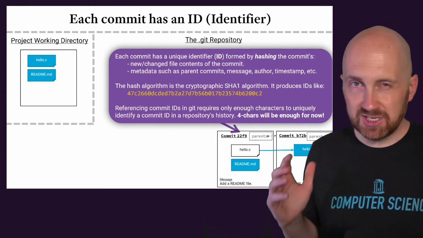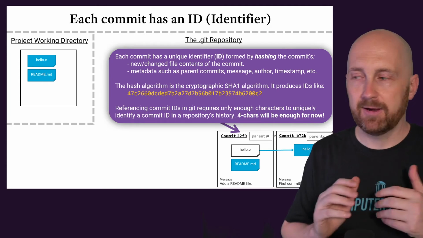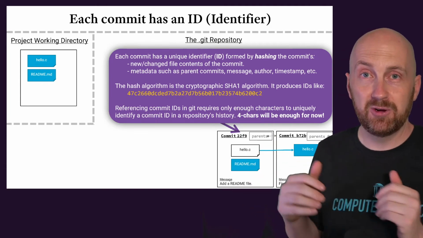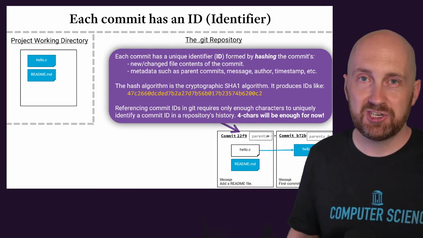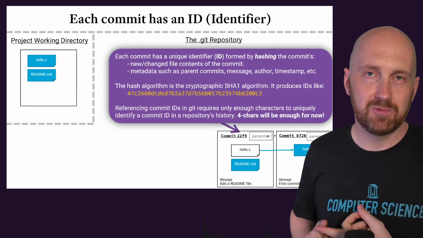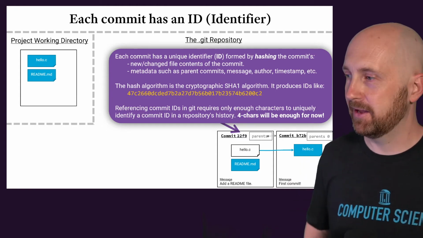Okay. So this is what goes into each commit. A little bit of data about what came before you, a lot like a linked list, what changed, and some metadata like what was the message and who made this commit.